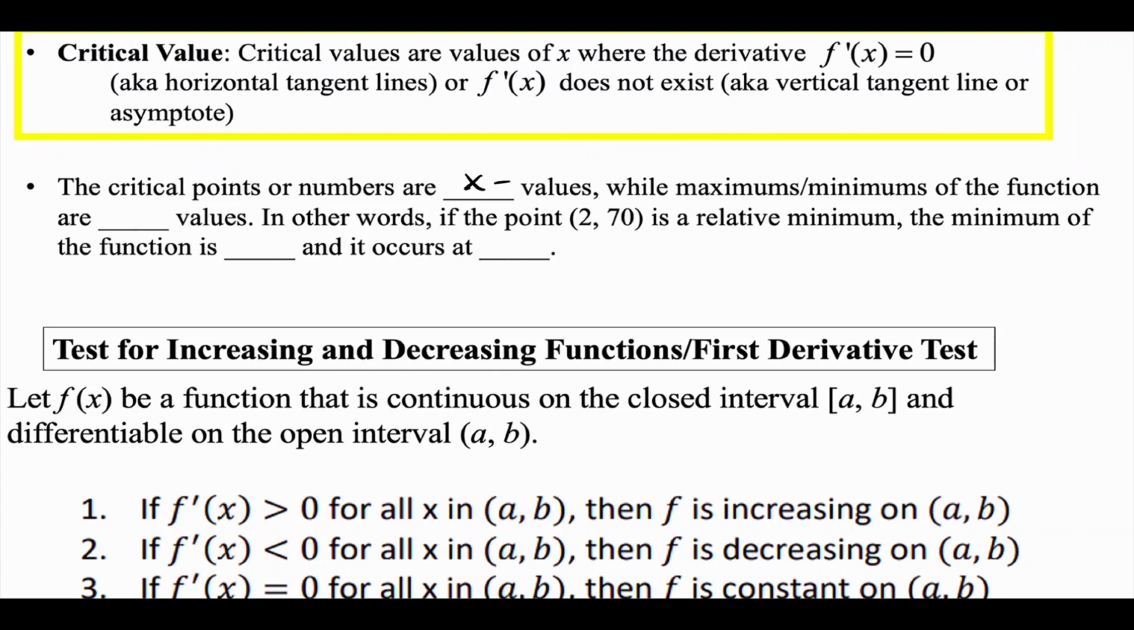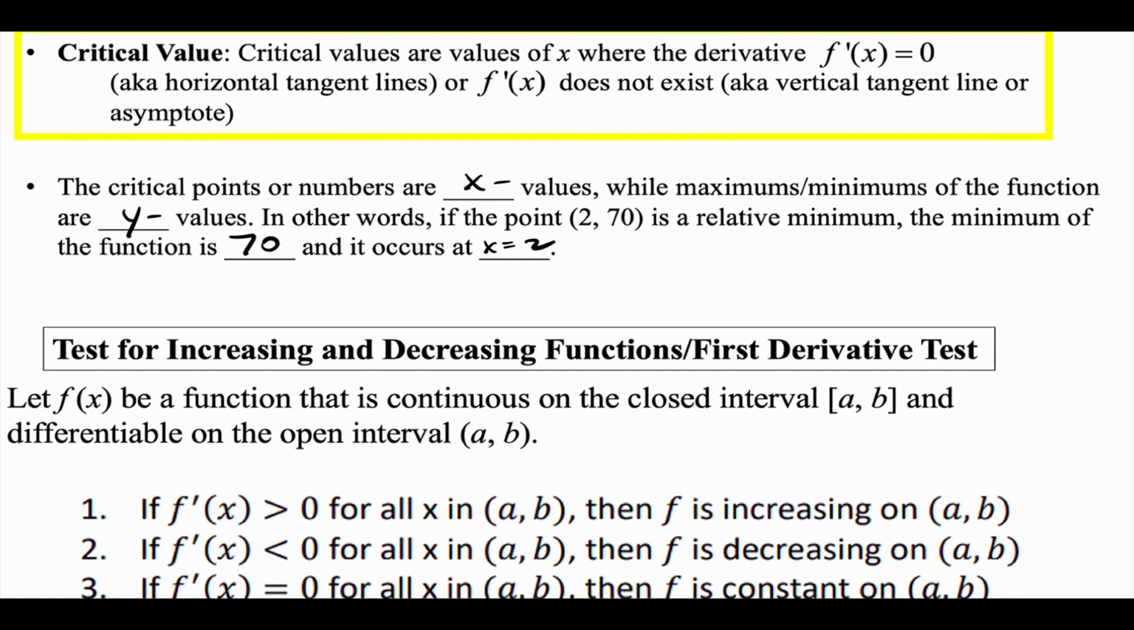While maximum and minimums are y values. So when we're talking about critical points or critical values, critical numbers, we're talking about the x. But when we're talking about maximum or minimums, we're talking about the y. So in other words, if the point (2, 70) is a relative minimum, the minimum of the function is 70, and it occurs at x equals 2.